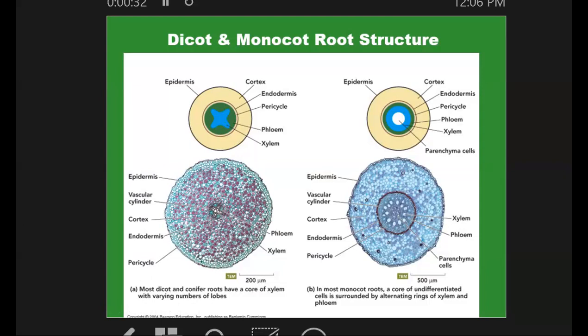And so when you're looking for differences, you zoom into the vascular tissue. How is the vascular tissue arranged with respect to the rest of the tissue? Usually in cross-section is how we present it. And so you can see that the vascular tissue is decidedly different in arrangement depending on dicot versus monocot.